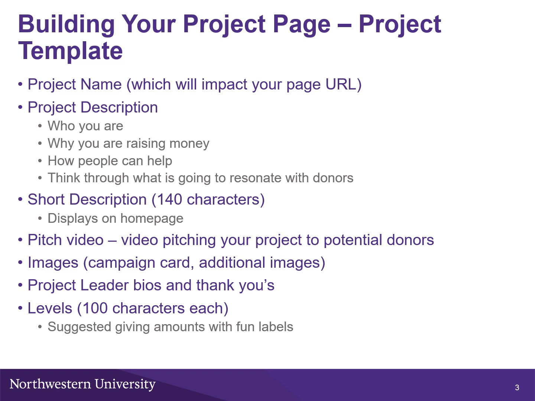You'll also want to have levels, which are suggested giving amounts. And each of these can be up to 100 characters. And generally, we recommend that groups use them to designate an amount of money that will either directly line up with something like how much something costs for the project, or is a name that's fun and related to the project in some way that hopefully feels compelling to people to give certain amounts of money.